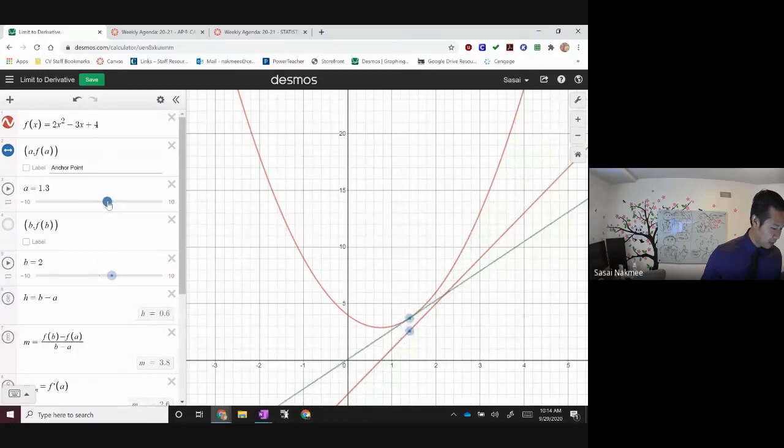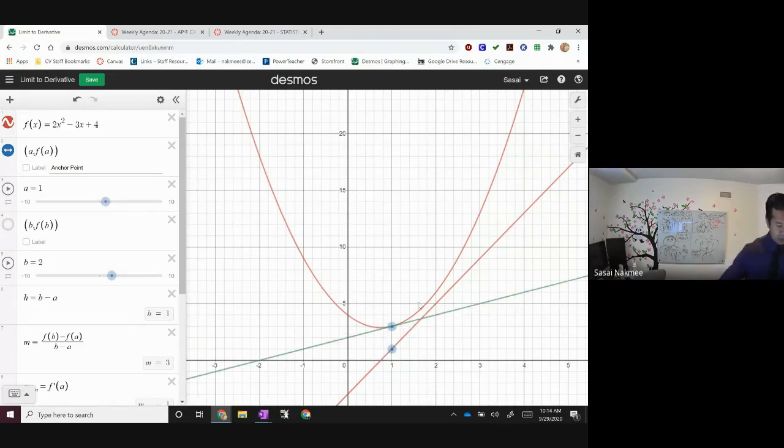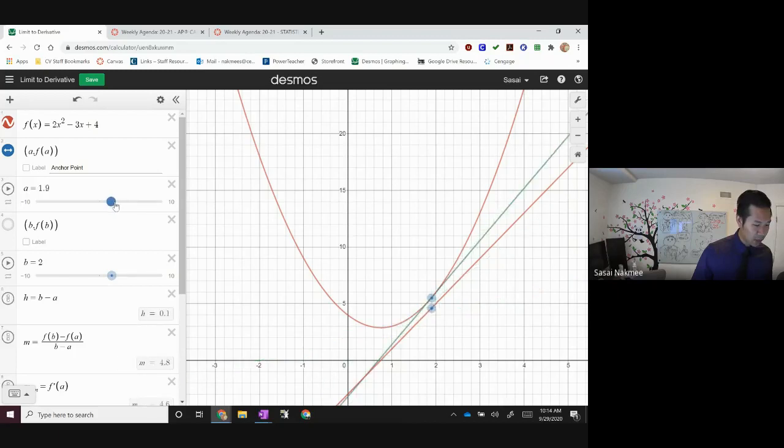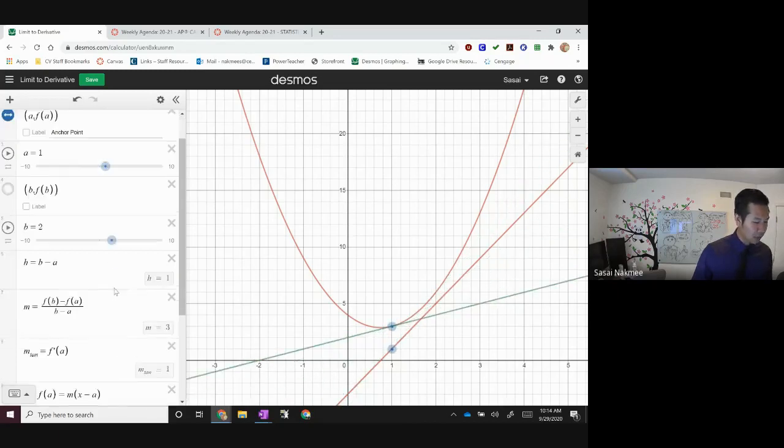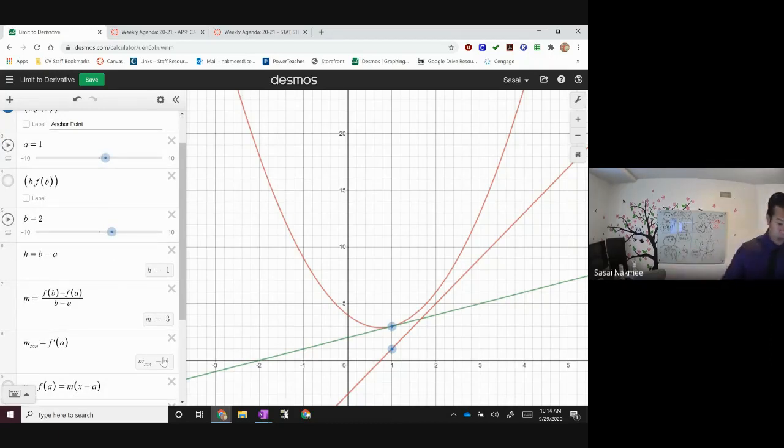Check this out. If I come to here, let's go with x equals 1. At x equals 1, the slope of the tangent line is less than the slope at x equals 2. You see how the slope has decreased here? X equals 2 has a slope of 5. X equals 1 has a slope of 1. So it's a smaller slope, but you can see it visually, right? You can see visually that the slope is decreasing.